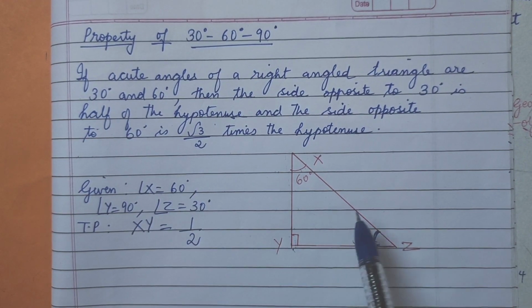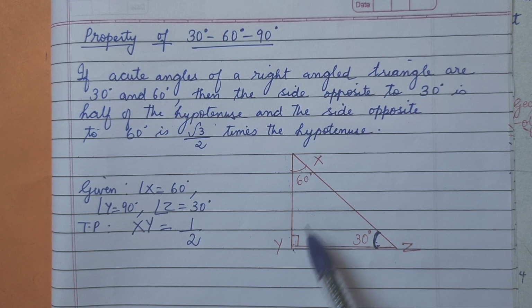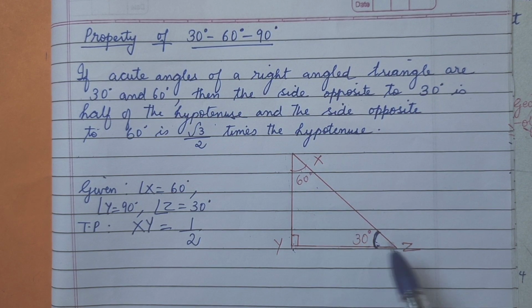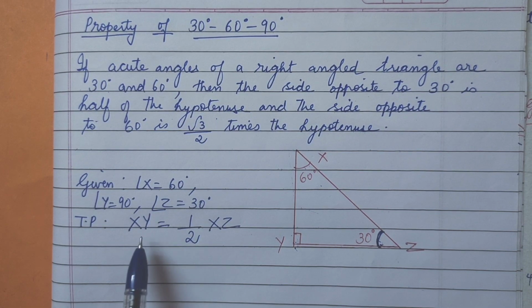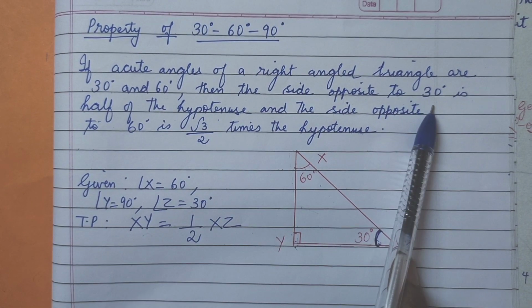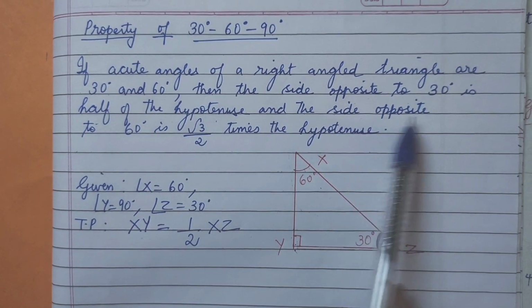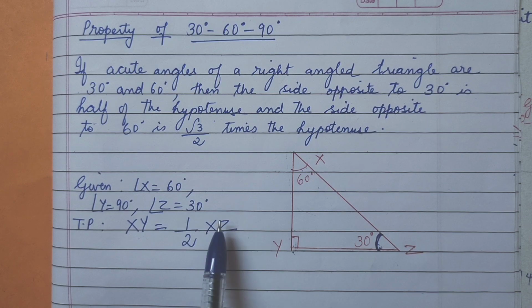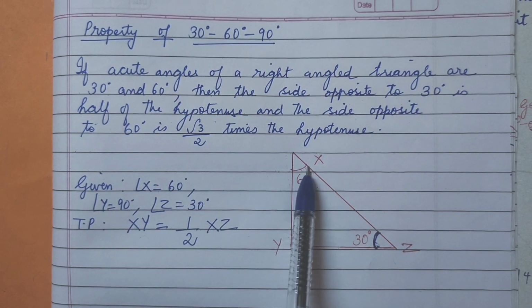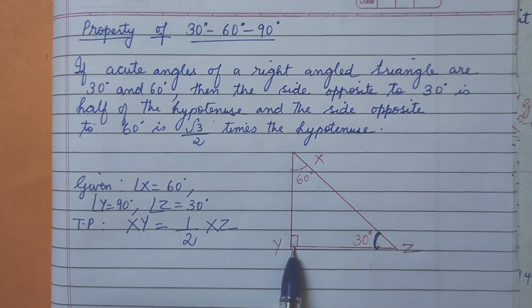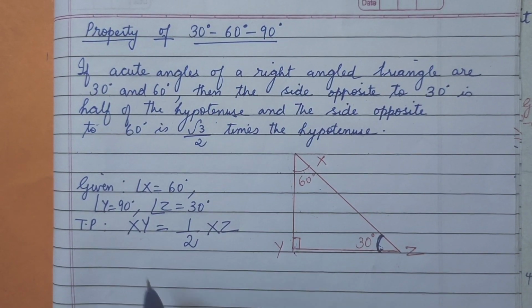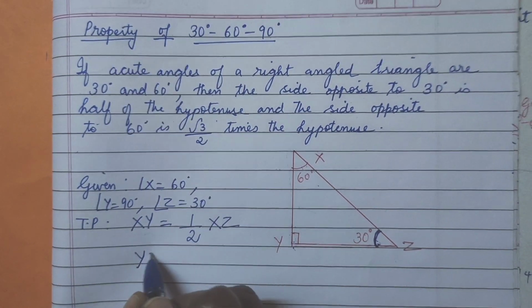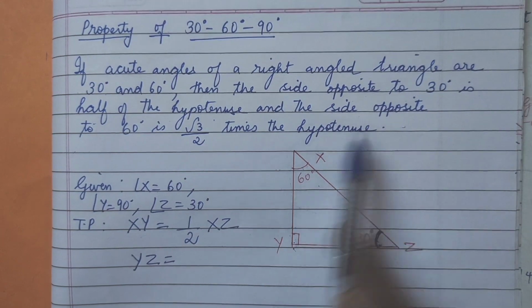Half of the hypotenuse, किसको hypotenuse बोलते हैं? एंगल Y को opposite side को, तो that is XZ. So we have written this for the side opposite to 30 degree. Now the side opposite to 60 degree. Now you will be able to say which is the side opposite to 60 degree. This is our 60 degree. उसका opposite side कौन सा है? YZ. So YZ is opposite to 60 degree.